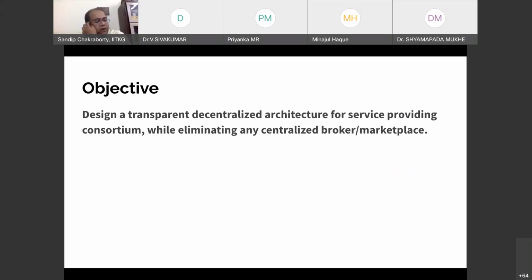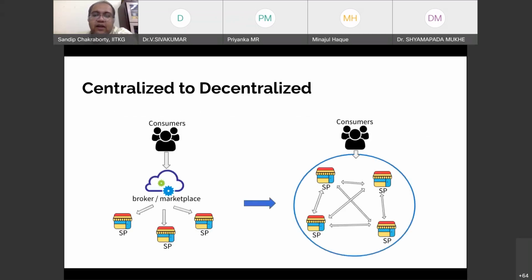So our objective in this work was to design a transparent, decentralized architecture for a service providing consortium while eliminating any kind of centralized broker or market. We did not want to have any centralized broker or marketplace in the e-commerce platform. So the architecture that we thought of is that we need to move from a centralized architecture to a completely decentralized architecture, and that we can realize with the help of a blockchain.